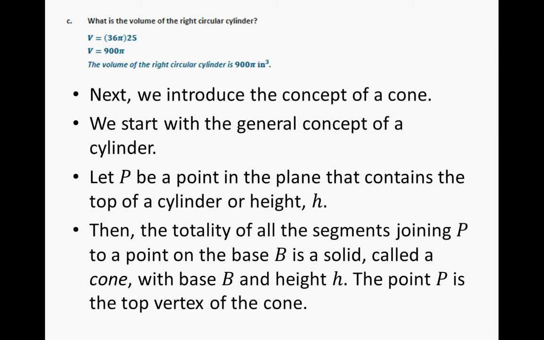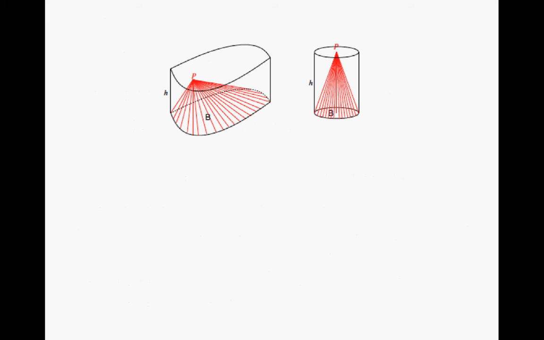Then the totality of all the segments joining P to a point on the base is a solid called a cone, with a base B and a height of H. The point P is the top vertex of the cone. So here are some examples of a cone. Again, using our curvy shape, it doesn't matter that this is a curvy shape. This is still, by definition, a cylinder.